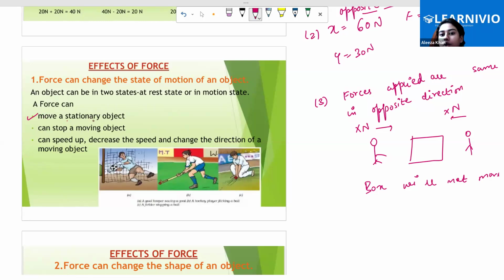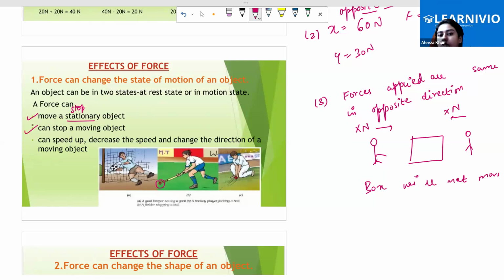First change: force can move a stationary object. What do you mean by stationary? Which is already stopped, which is at rest. What could be the example? Let's say the person is playing hockey. They are moving the ball with this hockey stick. Initially it was stationary, it was put at some area and was not moving. So they have applied an external force with this hockey stick to move it. One such example of moving a stationary object is this.